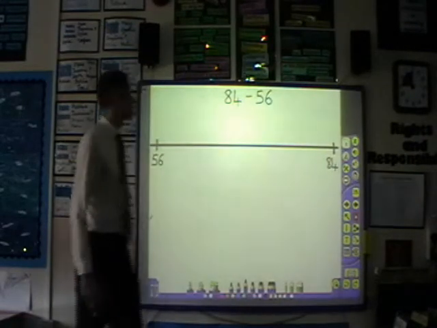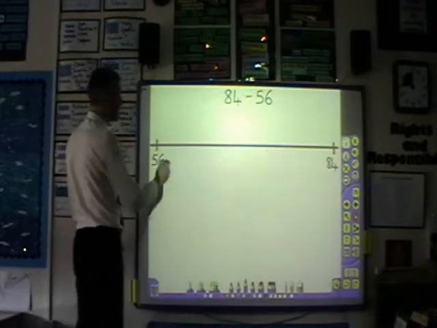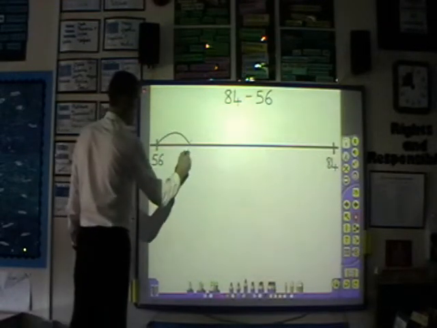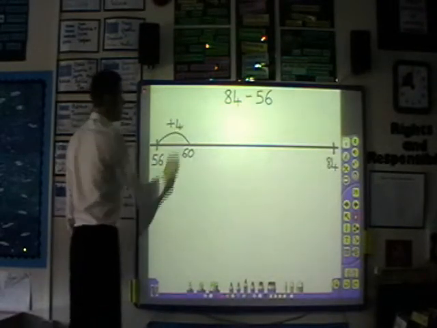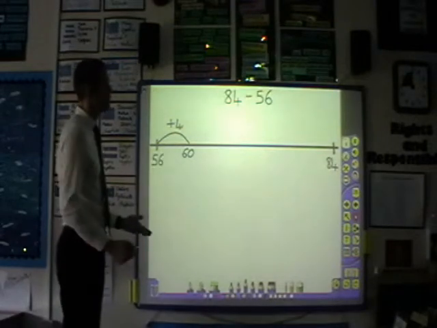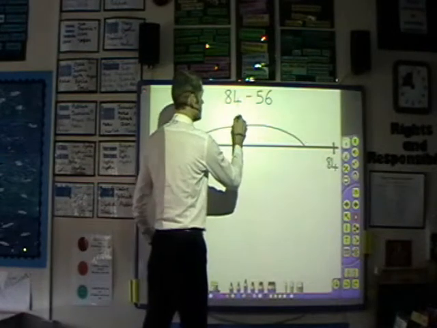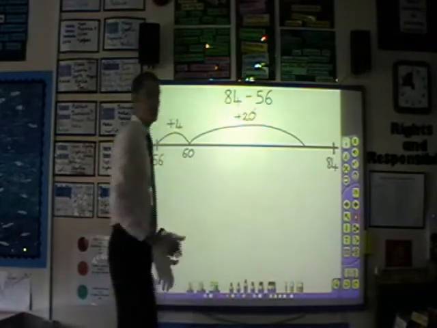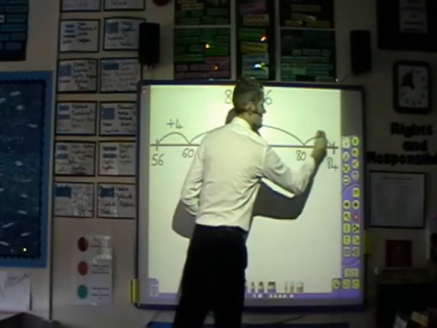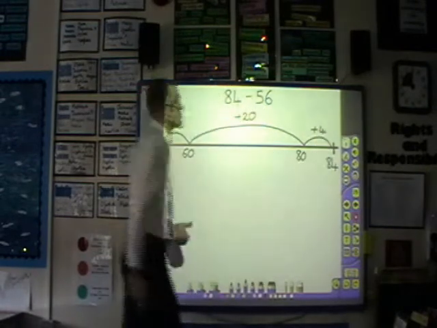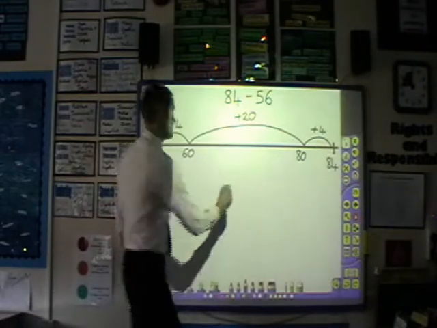to the answer. So in this example, a child would probably count on initially to 60, which would be a jump of 4, followed probably by a jump to 80, which is another 20, followed by the final little step from 80 to 84, which is another 4. And then most children would simply add up those numbers in their head, which would make 28.